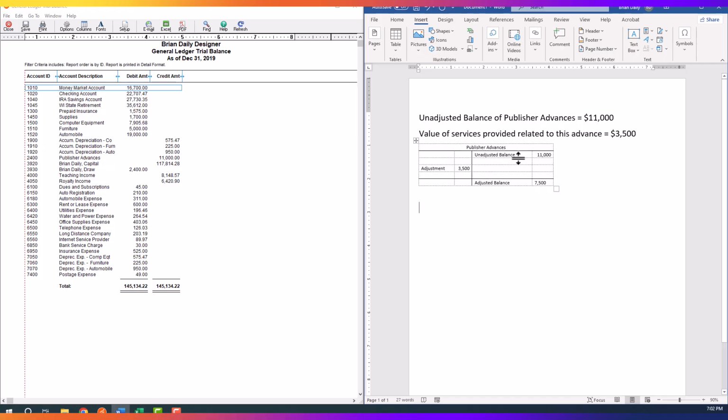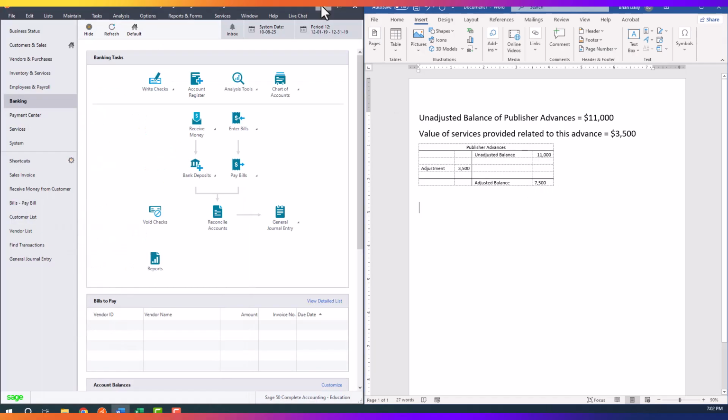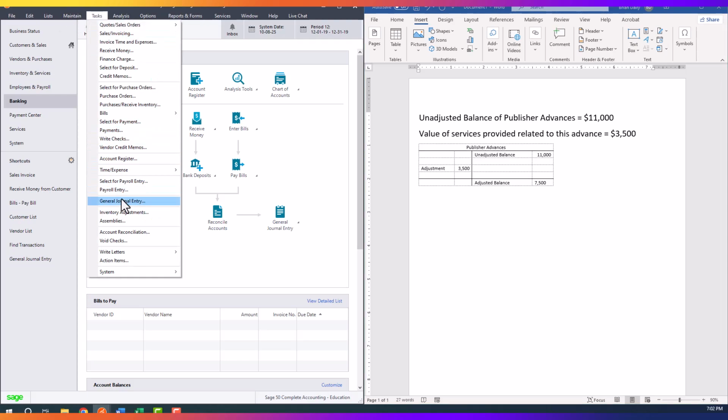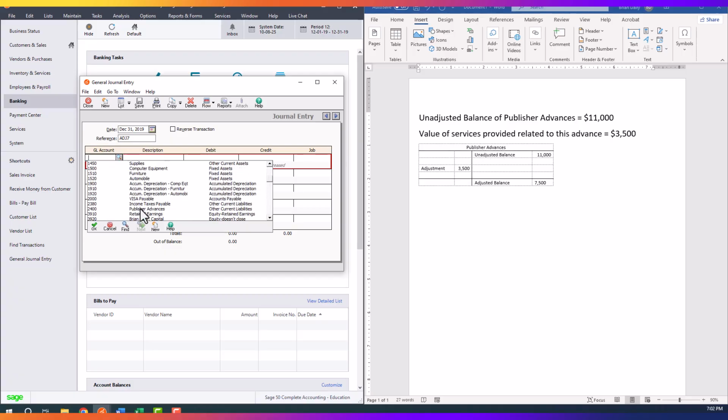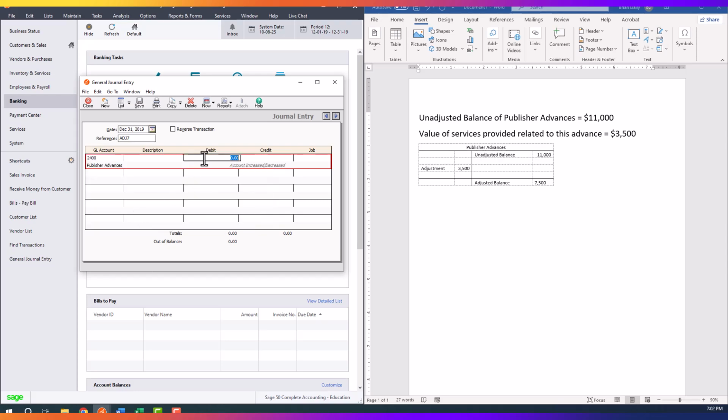So to do this adjusting entry in Sage, we're going to go back to our adjusting entry screen. Tasks, we're going to select general journal entry. And we're going to make sure the date is December 31st. And then this is our 8th adjustment. No, I'm sorry, this is our 7th adjustment. So ADJ 7 will be what I put in for reference. And then we thought of in this T account, the account that was debited. We need to decrease or debit our publisher advances. So I'm going to find that in the list. It's in the 2000 range since it's a liability. There it is. And I'm going to enter that amount in the debit column, 3,500.